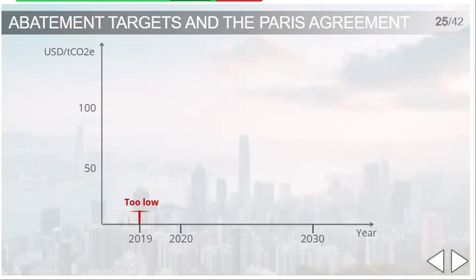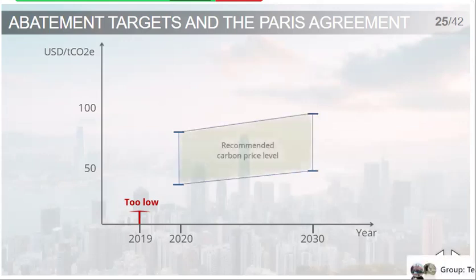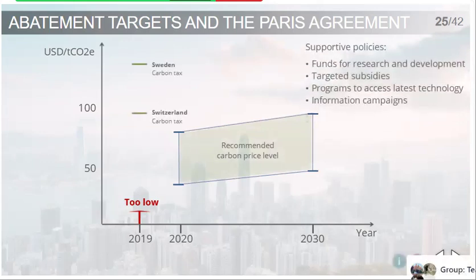In 2017, the High-Level Commission published a report with the objective of identifying indicative corridors of carbon prices to help meet globally agreed temperature targets. In the report, the authors conclude that the carbon price level consistent with those targets is at least $40 to $80 per tonne of CO2 equivalent by 2020 and $50 to $100 by 2030. Importantly, these figures imply that a supportive policy environment be in place.